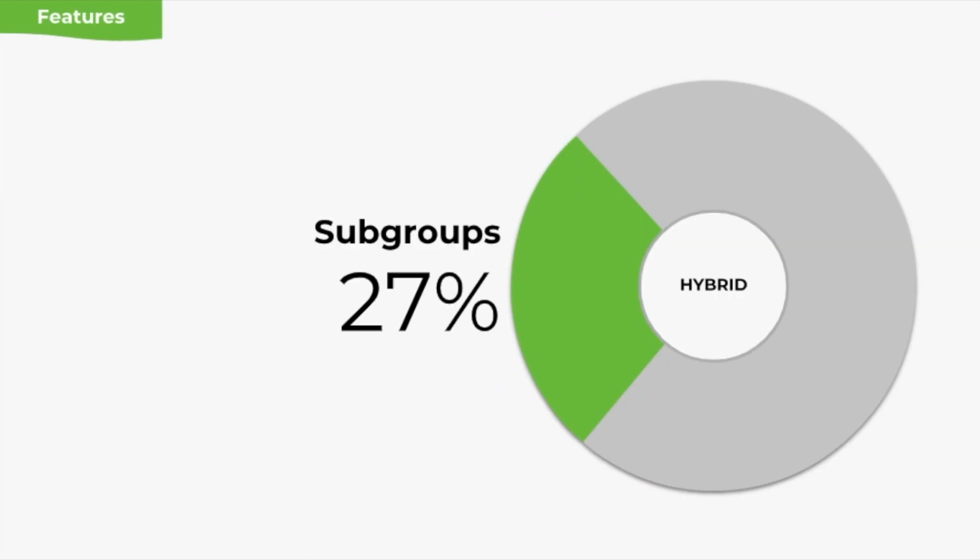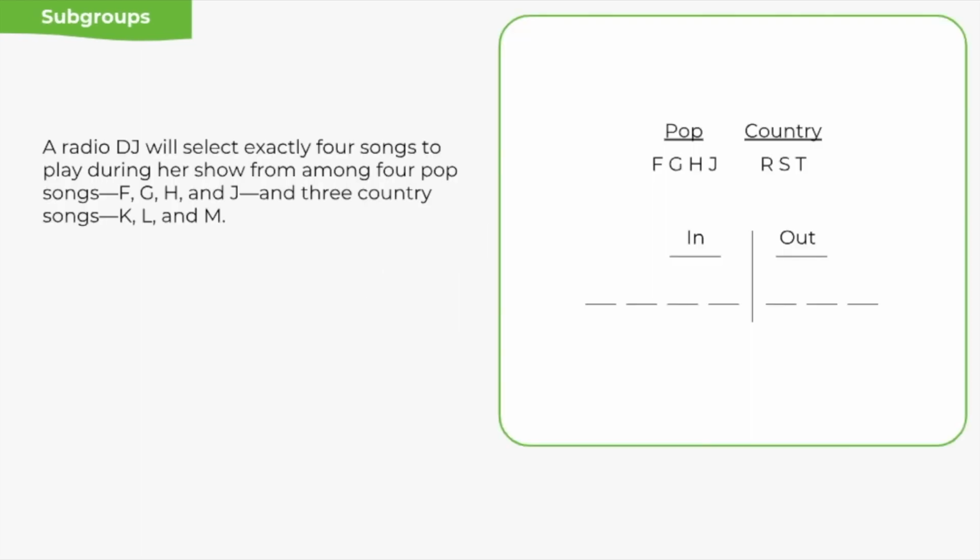So another feature that you will sometimes need to deal with are those games that involve subgroups. 27% of hybrids involve subgroups, different kinds of players. So if they tell you that some of the songs are going to be pop songs and some of the songs are going to be country songs, you're going to want to separate them in the roster. Now, some people like to find other ways of distinguishing the players so that as they're placing them into the game board, it's clear who is who. And so sometimes you'll see uppercase letters and lowercase letters in order to distinguish which one is belonging to which subset.